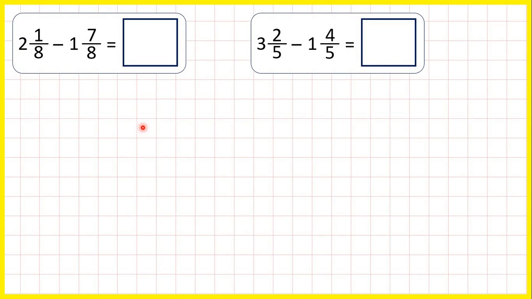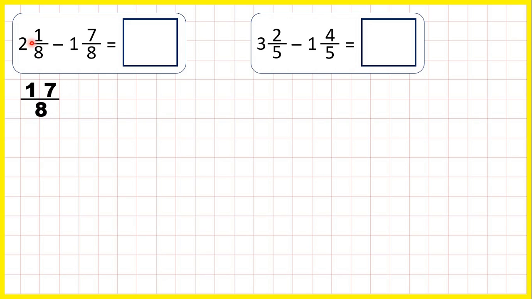So here we're subtracting mixed numbers, but now we're going to find our answer by changing both mixed numbers in the question into improper fractions. So 2 and 1/8 as an improper fraction is 17/8.